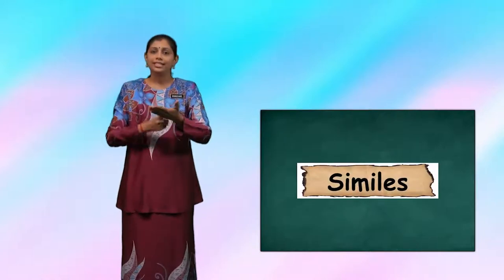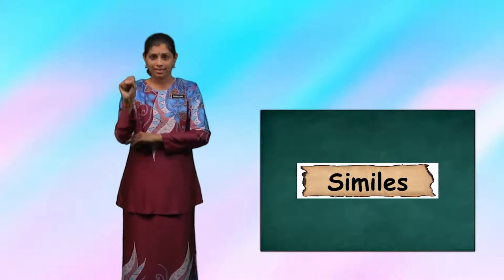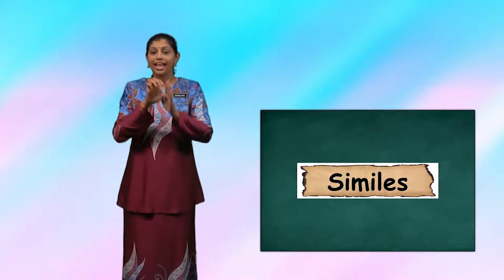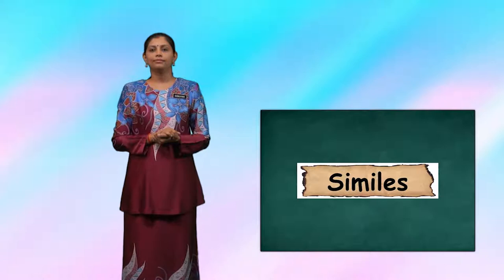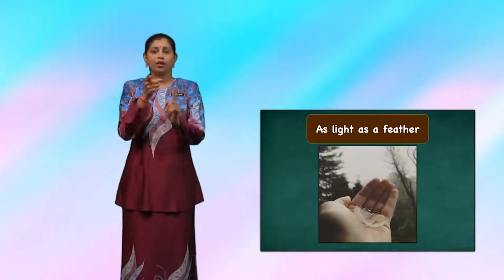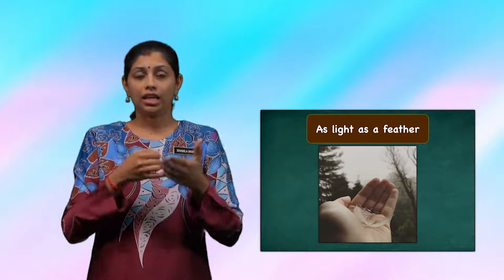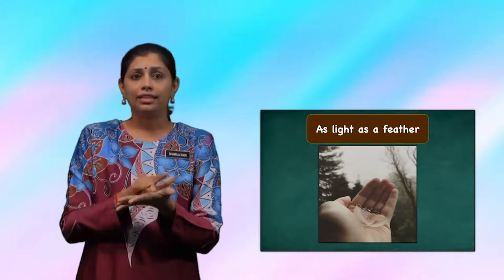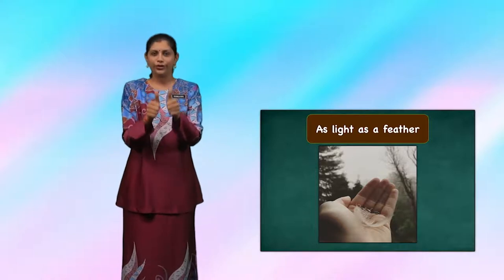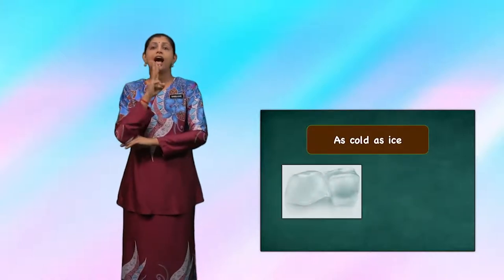Now, we shall discuss some similes. What words will be in similes? Yes, correct. As, like, or than. Let's see the examples here. The first one. As light as a feather. From the phrase, we can guess the meaning. It refers to something that is very light, not heavy. You got it? Good. The second simile is as cold as ice.